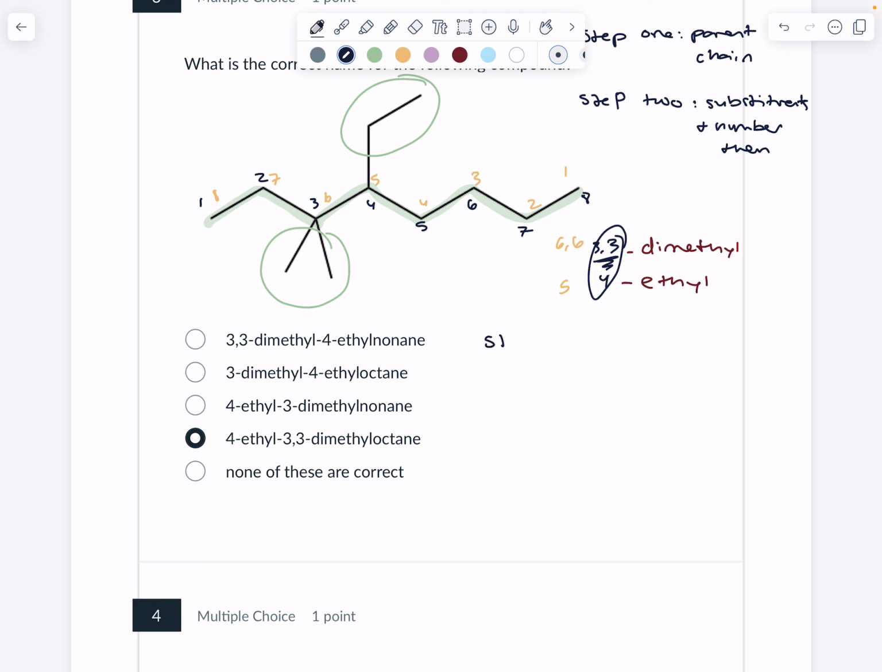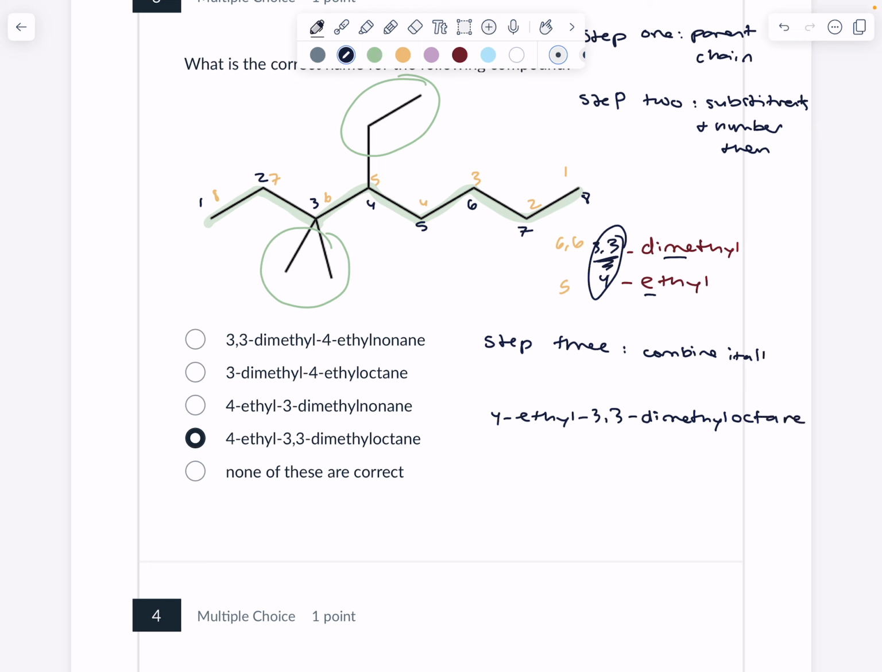So then the last step I do is I combine it all in alphabetical order. And to do that, you don't look at the di, you don't look at the number of them, you only look at the first letter. So combining this all, we would have our ethyl first. So it would be 4-ethyl, 3,3-dimethyl, and then the parent chain is 8, so octane. So that's usually what I do.